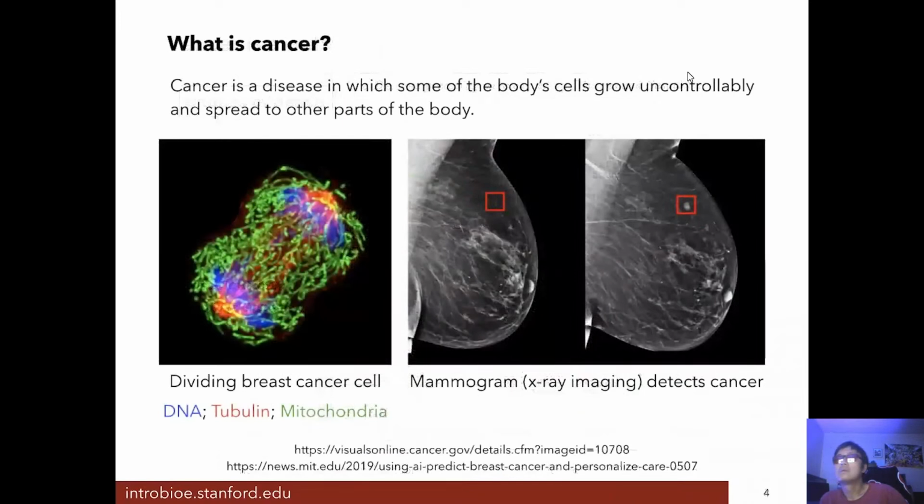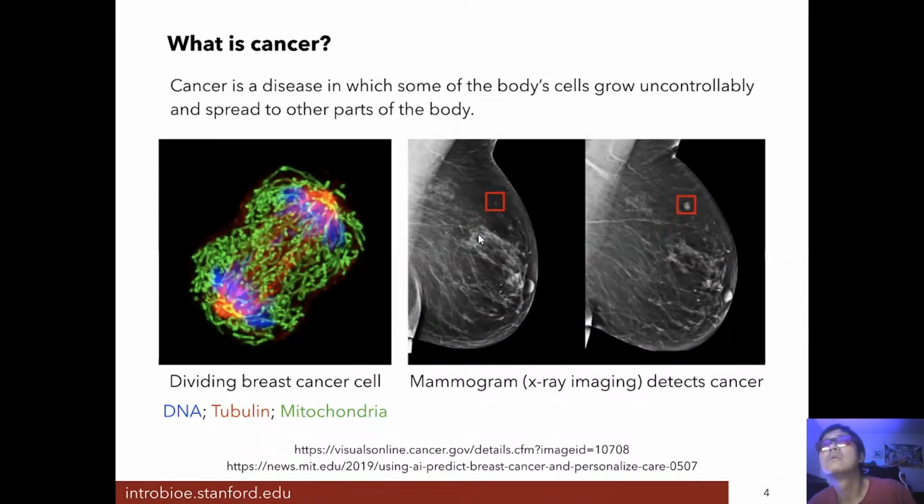Now, what is cancer? Simply put, cancer is a disease in which some of the body's cells grow uncontrollably and spread into other parts of the body. On this slide, you're seeing a dividing breast cancer cell all the way on the left-hand side. You can see the DNA here in blue and the tubulin, which is organizing DNA during this process of division. The green is marking mitochondria, the energy powerhouses of the cell. And you can see that it's more or less a normal cell, but it's dividing.